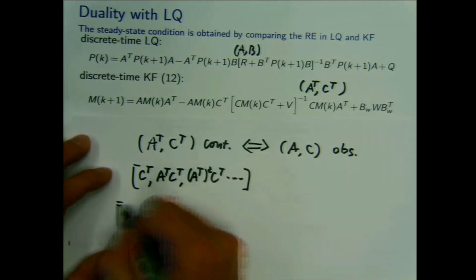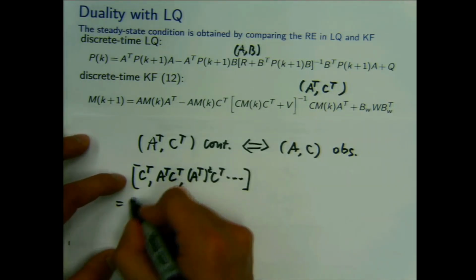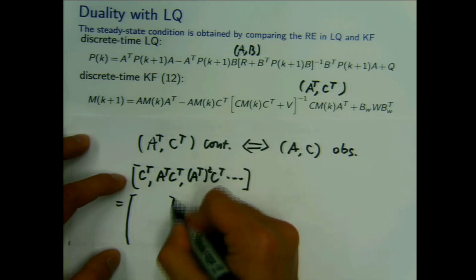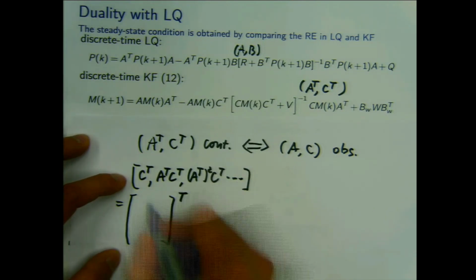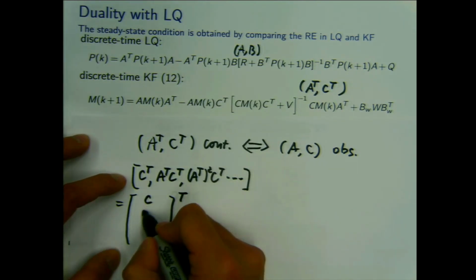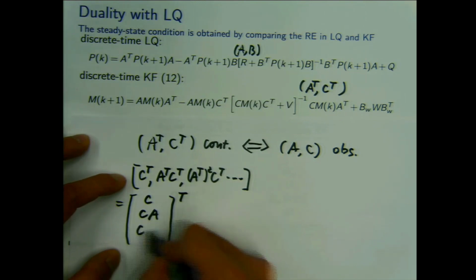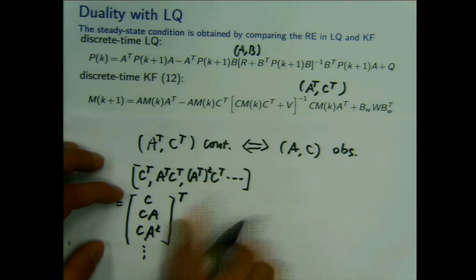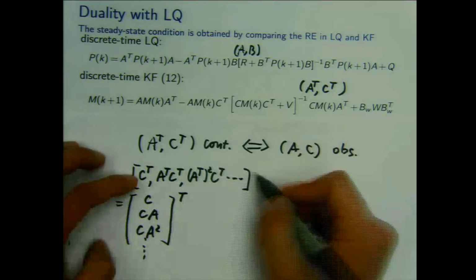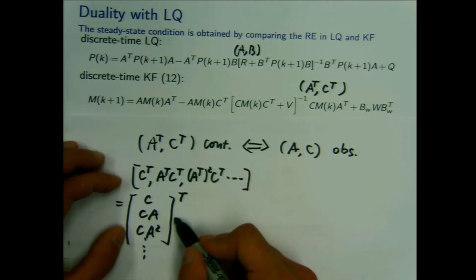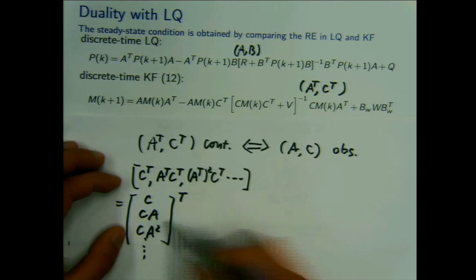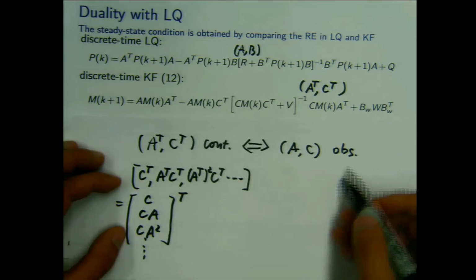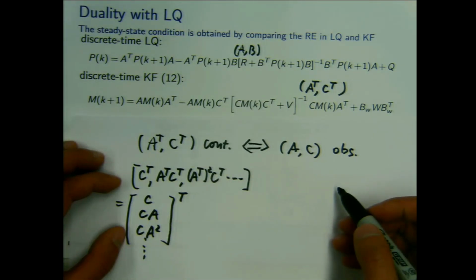But you see, this matrix is nothing but this. It's the transpose of C, CA, CA squared, right? It's exactly the transpose of this guy. If this is full rank, then it's saying this is full rank. If this is full rank, it's saying A, C is observable, right? Any questions for this part?